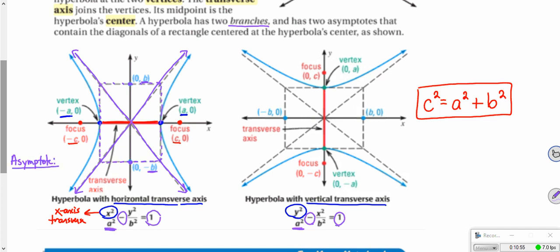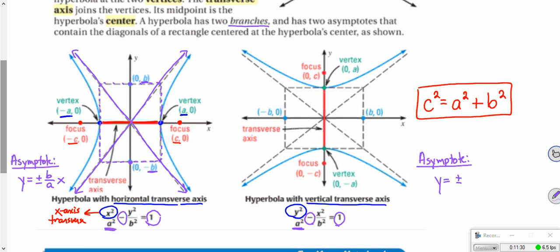Your asymptote on this one would be y equals, actually you're going to have 2, plus or minus b over a times x. Again, remember, your slope of a line is rise over run. So your b is on your y-axis, your a is on your x-axis. So over here, your asymptote on this right side is y equals plus or minus.